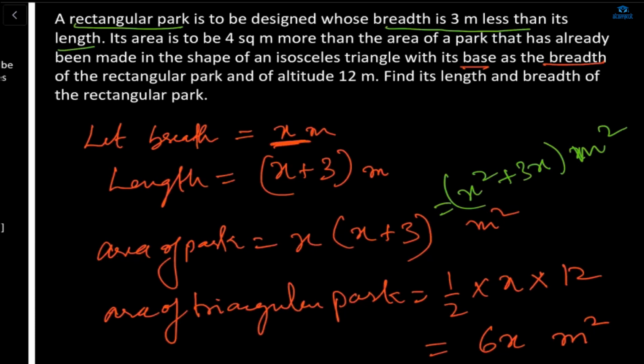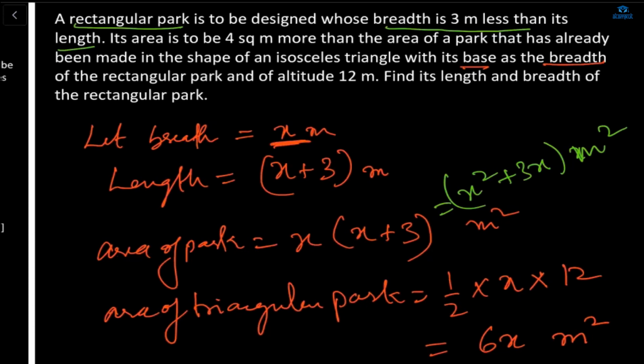Now what is it in here? The rectangular park area is to be 4 square meter more than the area of a park that has already been made in the shape of an isosceles triangle, with its base as the breadth of the rectangle.